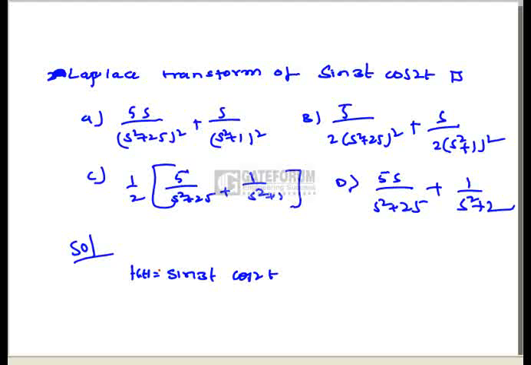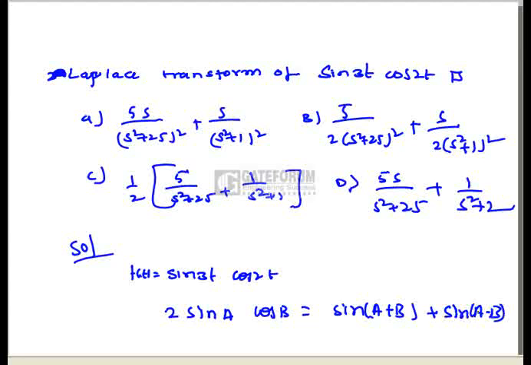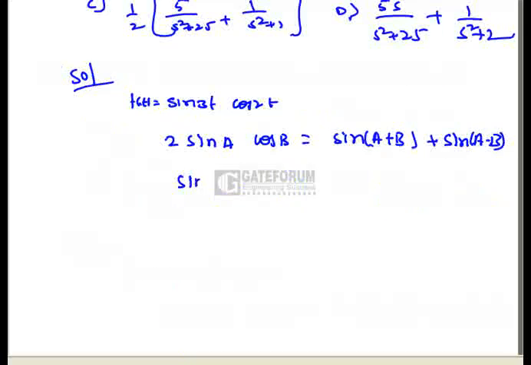We know that 2 sin A cos B is equal to sin of (A plus B) plus sin of (A minus B). We know this equation, right? Now I am converting sin 3t and cos 2t using this equation, but here the 2 times is not given. That's why sin A cos B equals 1 by 2 times [sin of (A plus B) plus sin of (A minus B)].